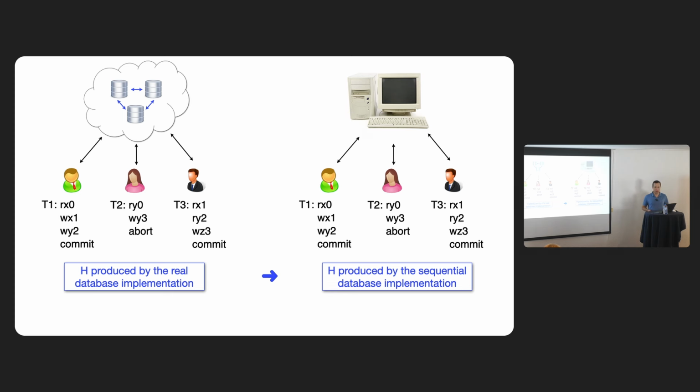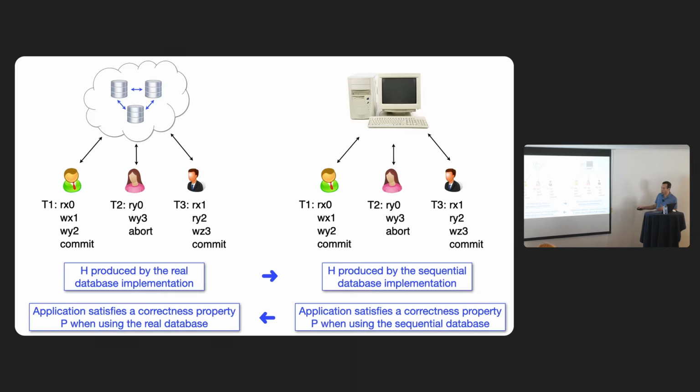And that's great for clients of the database, because if I'm a client and I'm worried whether my application using this database satisfies some correctness property P, then I can just check this property P, assuming that I'm using the grandfather's database that processes transactions sequentially. Because any history of the real database is covered by the set of histories of the sequential database, if this check passes, then I'm also sure that when I'm using the actual database, my application will satisfy this property P, right? So that's great.